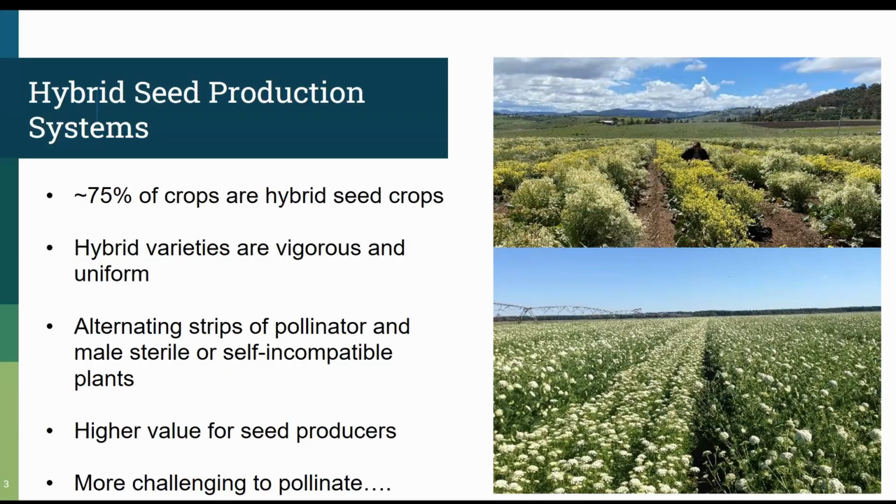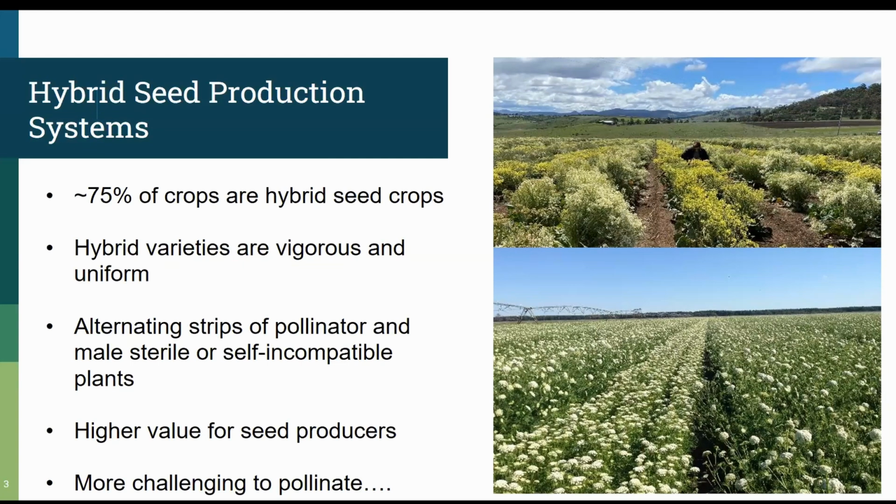What I particularly want to talk about, though, is hybrid seed production systems. So there's a real shift in horticulture towards hybrid varieties because they're more vigorous, they're more disease tolerant, and they're very uniform. And about 75% of the crops that we produce here in Australia are hybrid seed crops. The way those crops are set up, when we talk about a hybrid, we're talking about two distinct varieties that are cross-pollinated to produce the hybrid. Usually we have one variety which is just the pollen donor.